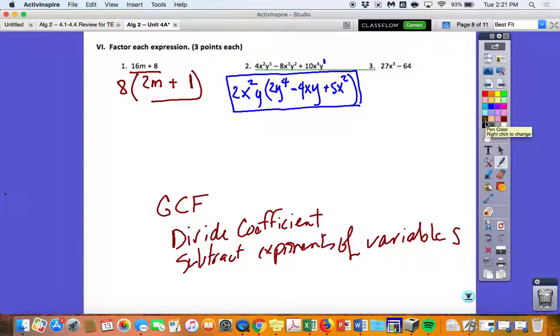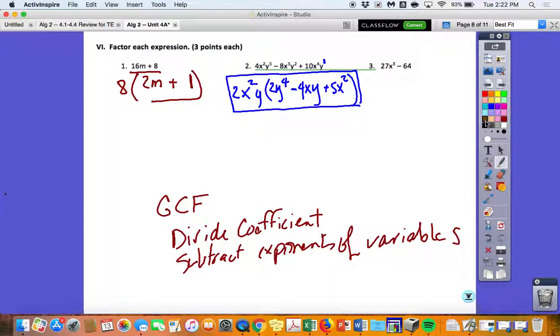Okay, when you get to number 3 and you look at it and you're like, well, so far I've been doing a lot of GCF, so is there anything common between 27 and 64? No, there's not. The only thing that goes in 27 is 1, 3, 9, and 27. And 64 is a bunch of even numbers, but 3 and 9 doesn't do it. So is there anything else that catches your eye?